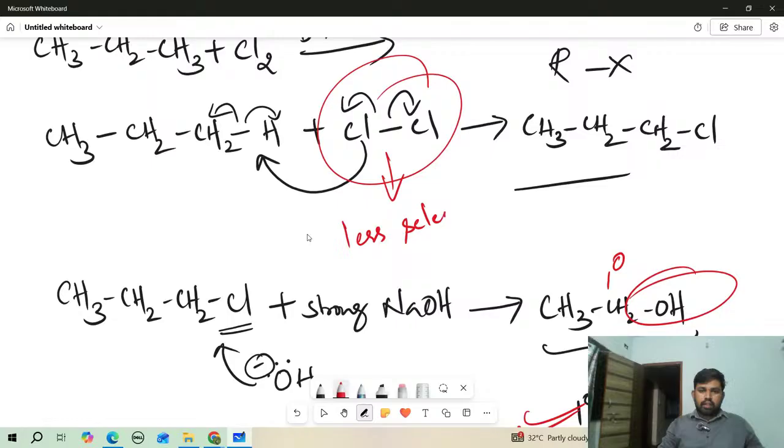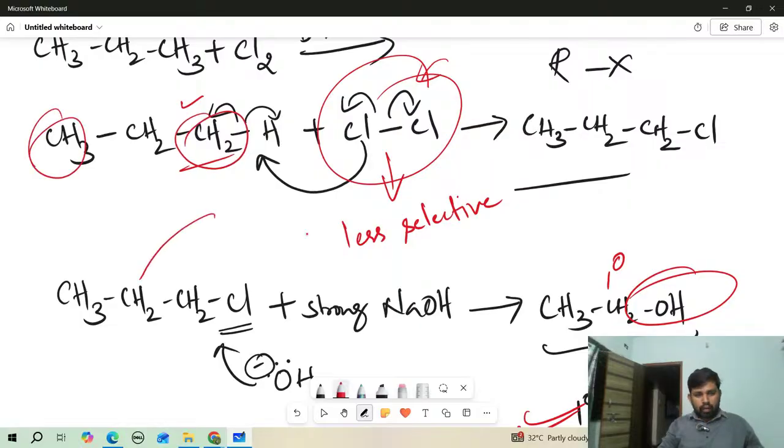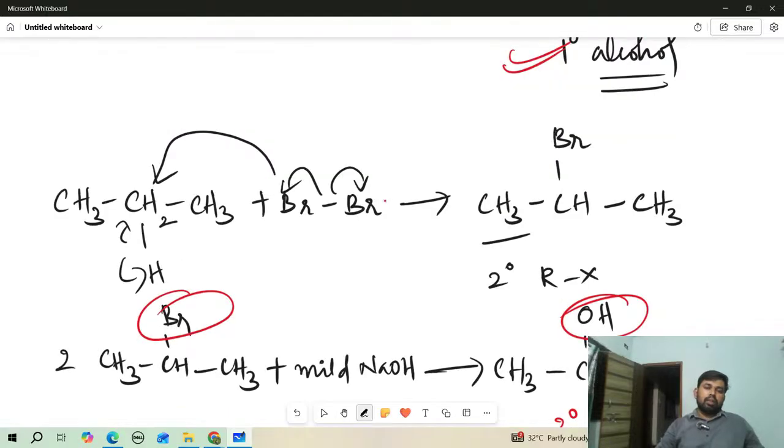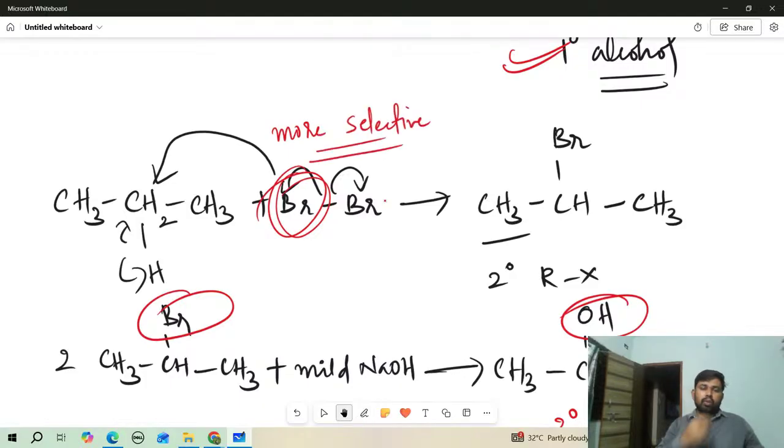less selective. It means that whenever you want to add the chlorine, it will be attached to the terminal alkyl groups. I mean, in the terminal, it may attack here or it may attack here. When you specifically want to attack the secondary carbon, at that time you are supposed to take bromine. So bromine is more selective. Bromine is a more selective group.